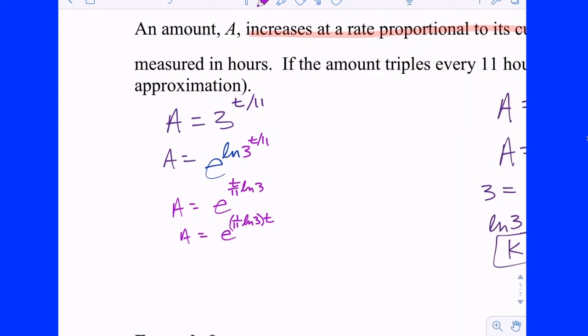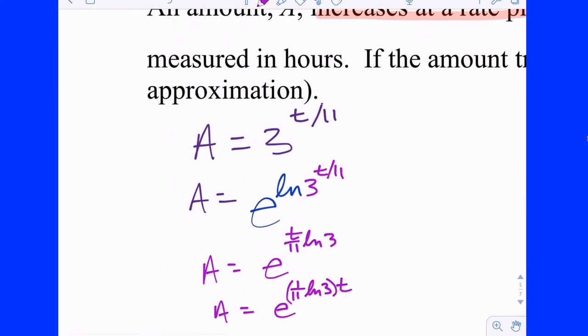There you go. So here would be the second way to do it. If you just want to assume the initial value is 1 again, if it triples every 11 hours, you can go straight to the base of 3 because it triples, raised to the t divided by 11th power. So that every multiple of 11, 22, 33, you're getting another full tripling factor. That's why that works.